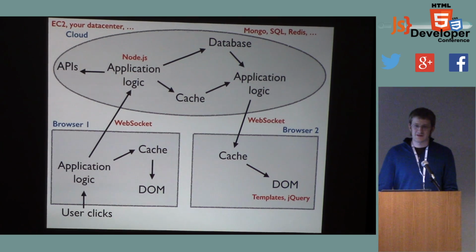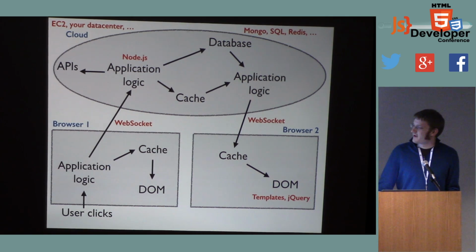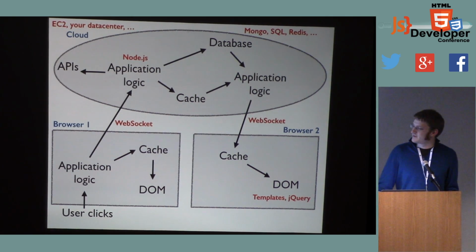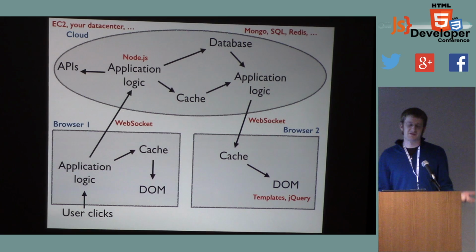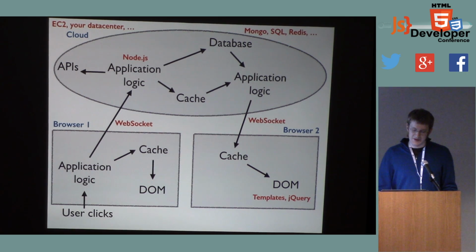Your application, these days, Node is popular for application logic. You have WebSockets going up and down into the cloud for your real-time streaming data, and then for the DOM, you do something with templates and jQuery, presumably. So this is true with and without Meteor, basically. The thing is, what happens on all these arrows and with these caches, there's actually some complexity here that isn't handled by current web frameworks.